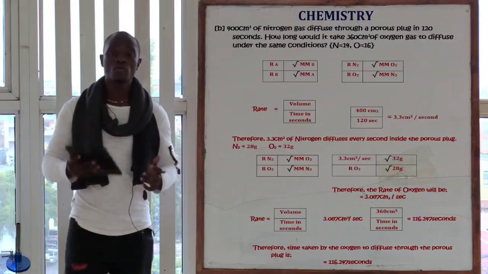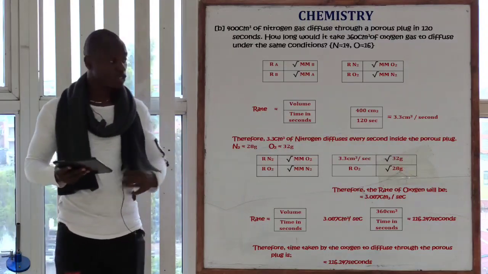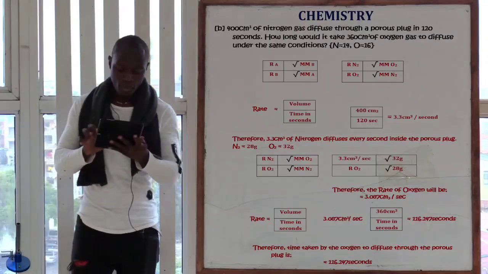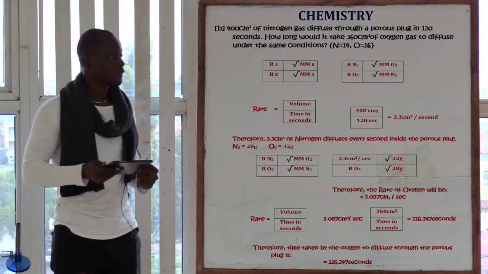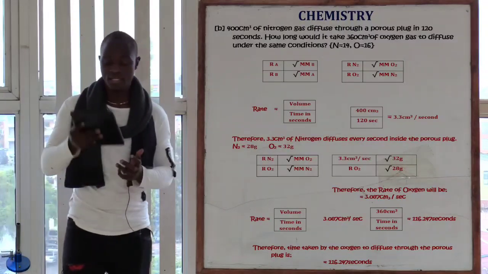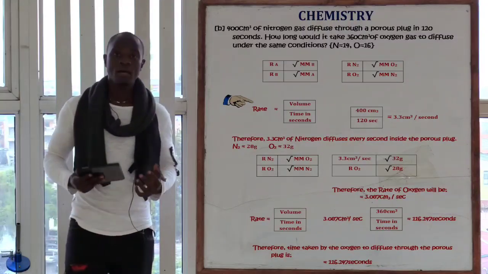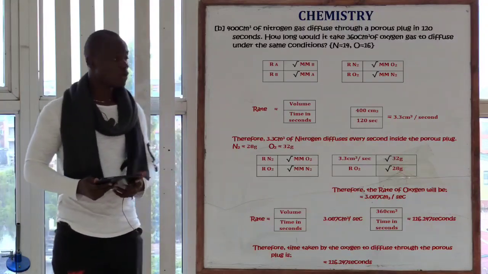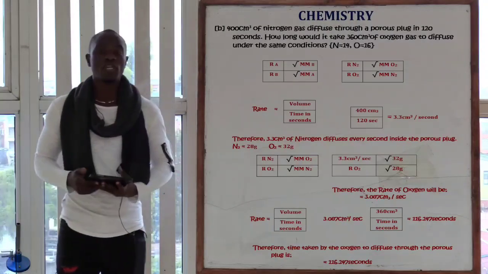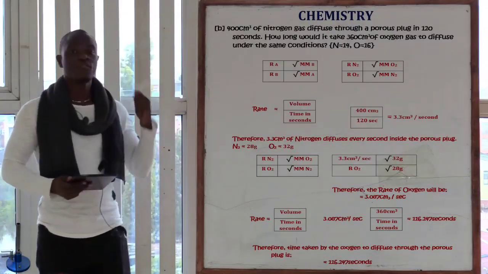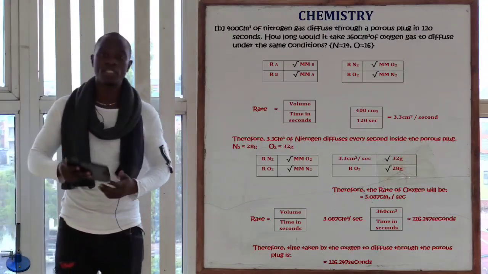So apart from that, you can also use the formula for rate to calculate the time which oxygen is going to diffuse through the same porous plug. And to calculate the rate of diffusion of a substance, we see that the rate is always equal to the volume divided by the time taken by a certain gas. So in this case, we have been given all the values of nitrogen gas, whereby the volume is 400 centimeters cubed and the time is 120 seconds.